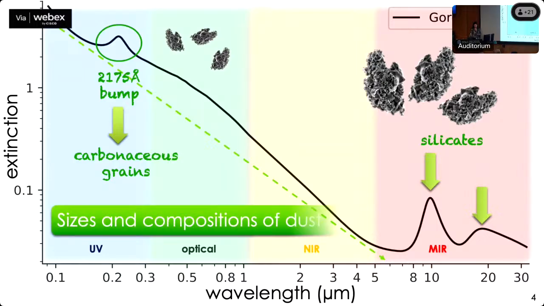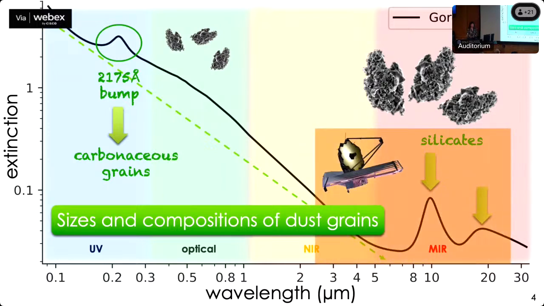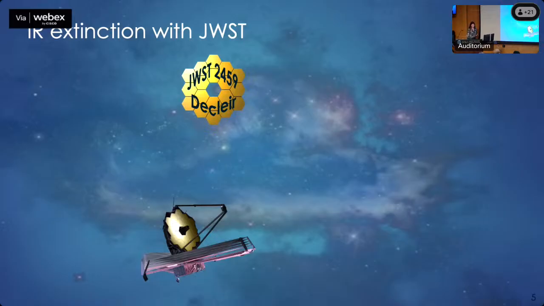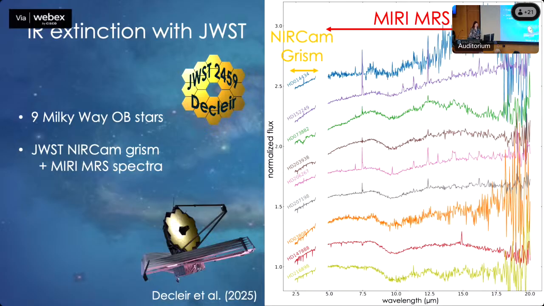So, as I mentioned, extinction curves are very useful not only to account for dust extinction in all kinds of observations, but more importantly for my research, to better understand the properties of the dust grains, such as their size and composition. And with Webb, we can now study the infrared part of the extinction. So as part of MEAD, we obtained Webb spectra for 9 OB stars in the Milky Way with the NIRCam GRISM and the MIRI MRS.